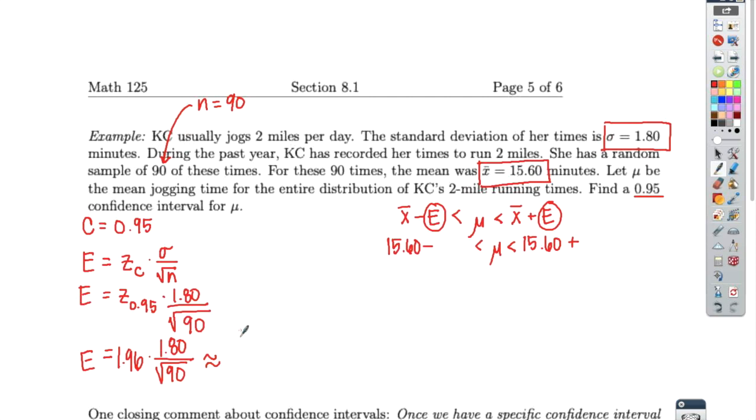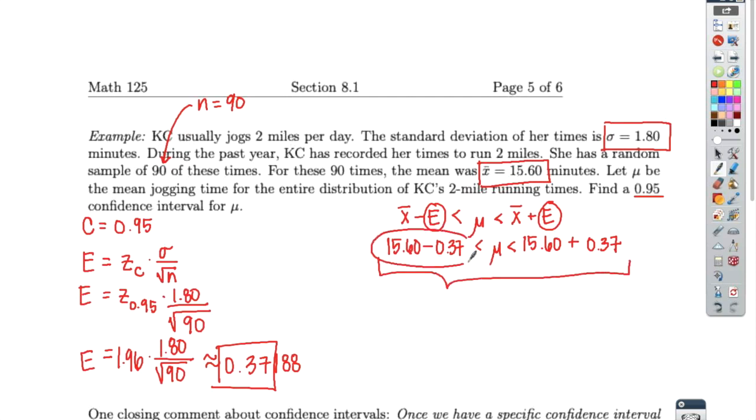When I throw that into my calculator, I get 0.37188, and since we're rounding to 2 decimal places, I'm going to stop right here. So approximately 0.37. Coming back to my answer format, everywhere I see an E, I'm going to put 0.37. Now this is pretty much going to be my answer. The only last thing I need to do is combine this.